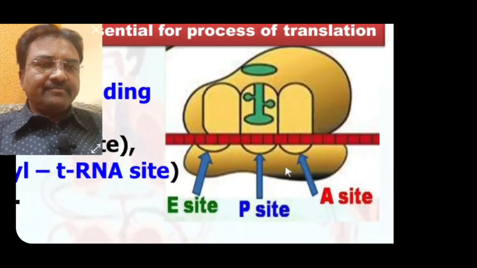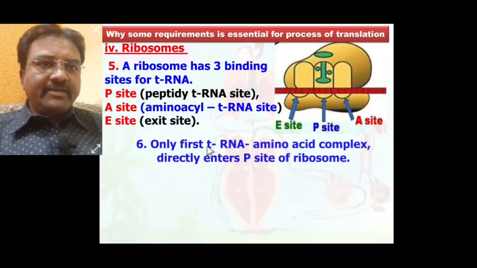Now, only the first tRNA-amino acid complex directly enters the P site of the ribosome. Other newly coming tRNAs go first to the A site, then the P site, then the E site. But only the first tRNA-amino acid complex directly enters the P site of the ribosome for the translation process.